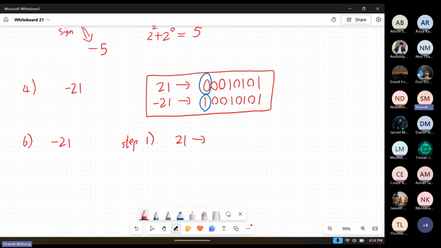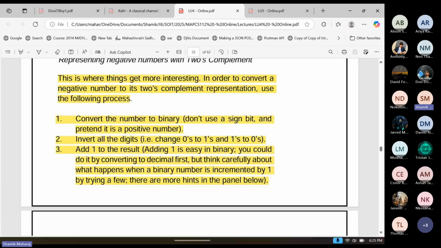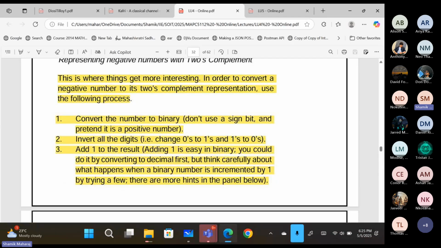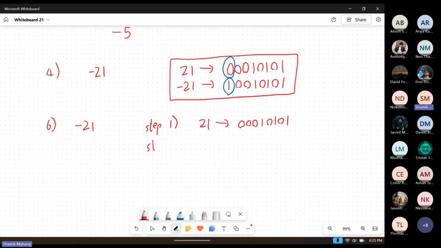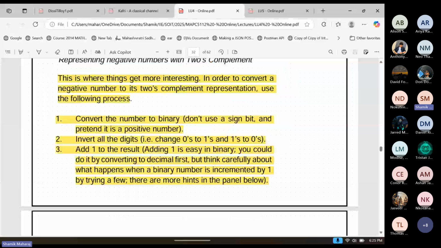So we've done that already. Directly above us, it's 00010101. See here as well, I'm using the standard of 8 bits, just to be safe. Although we could do it with 5, let's rather use 8. So step 1 is to convert the positive version of the number to binary. Step 2 is to invert all the digits. Inverting all the digits just means ones become zeros and zeros become ones. So I'll write this as 1, 1, 1, 0, 1, 0, 1, 0. Right, and I'm pretty sure I remember step 3, but let's just check. Yes, it's to add 1 to the result.